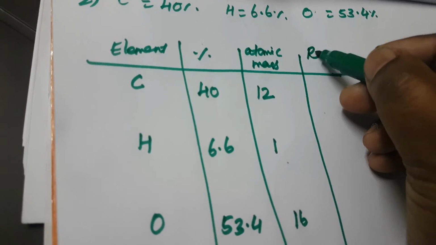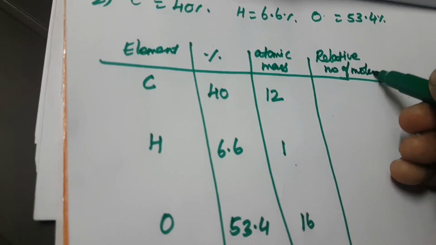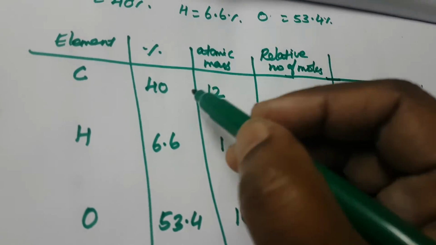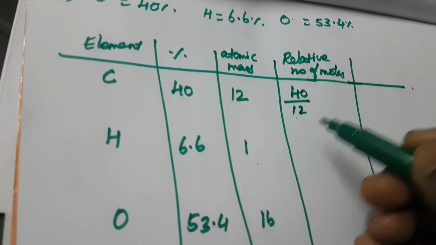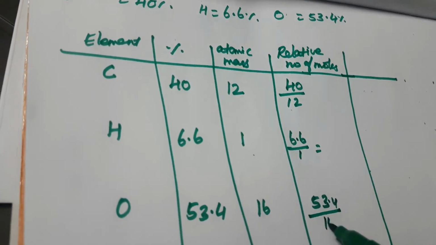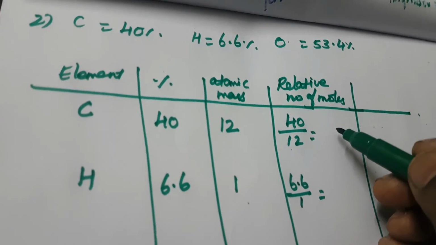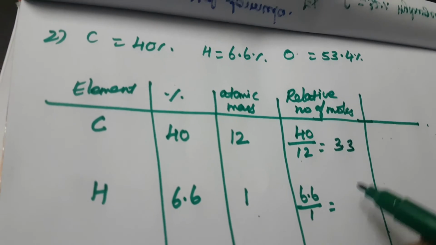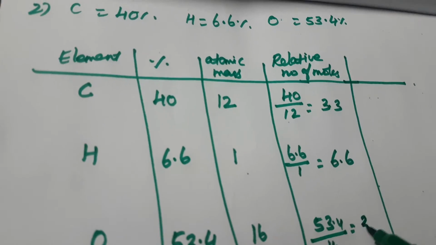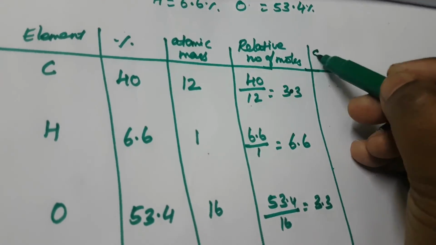So next one is the relative number of moles. How to calculate the relative number of moles? 40 divided by 12, 6.6 divided by 1, 53.4 divided by 16. Okay. 40 divided by 12, what is that answer? 3.3. 6.6 is here, and that is 3.3. Among these three values, which one is the least value?